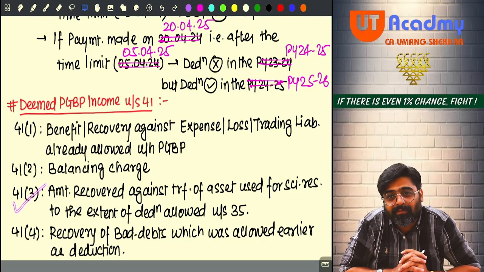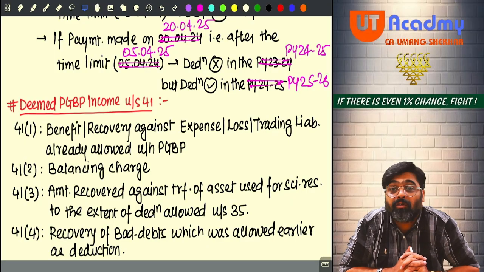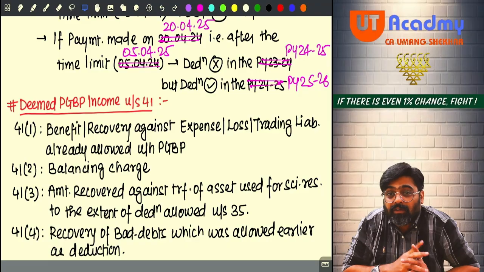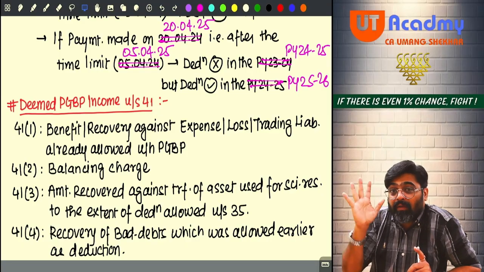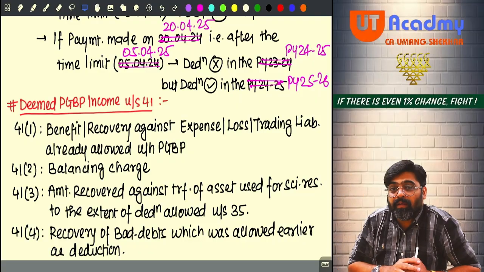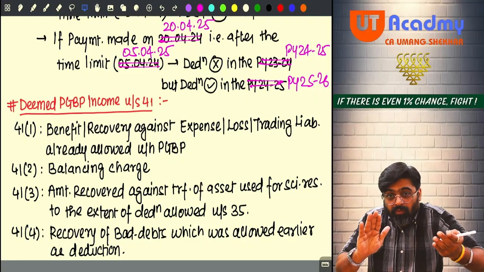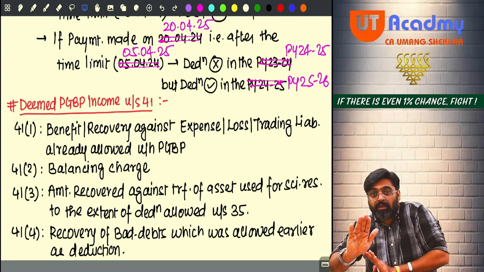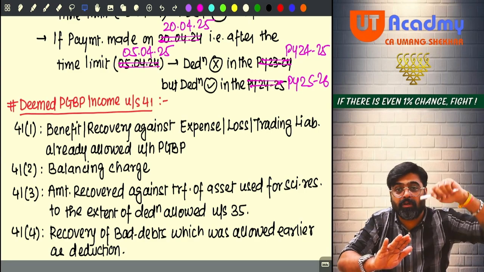Recovery of bad debts, recovery of any amount against the sale of scientific research asset. One asset you acquired for scientific research, 5 lakh was the cost. The entire 5 lakh was allowed under section 35. Now this asset, without bringing it to any other use in the business, was sold from scientific research only.